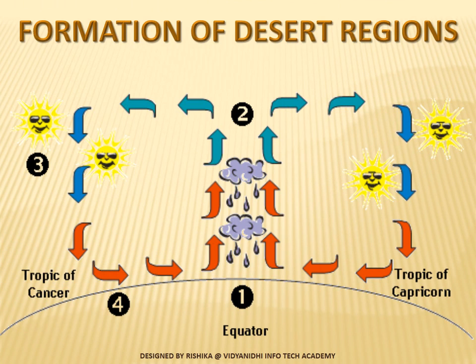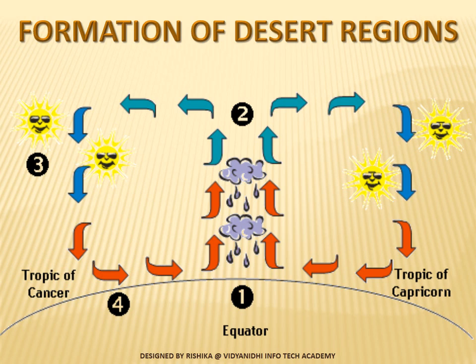Formation of desert regions. Land over the equator becomes very hot. The hot and moist air rises and it rains a lot in these areas. The air cools down and moves north and southwards. It gets drier as air loses its moisture by the time it reaches these places.